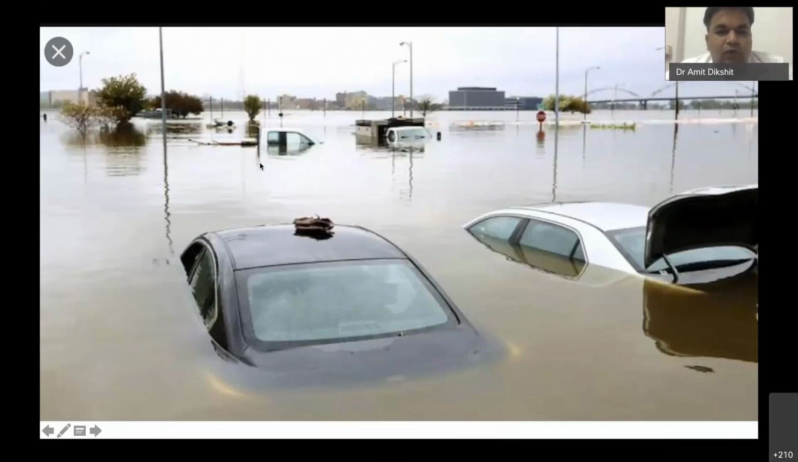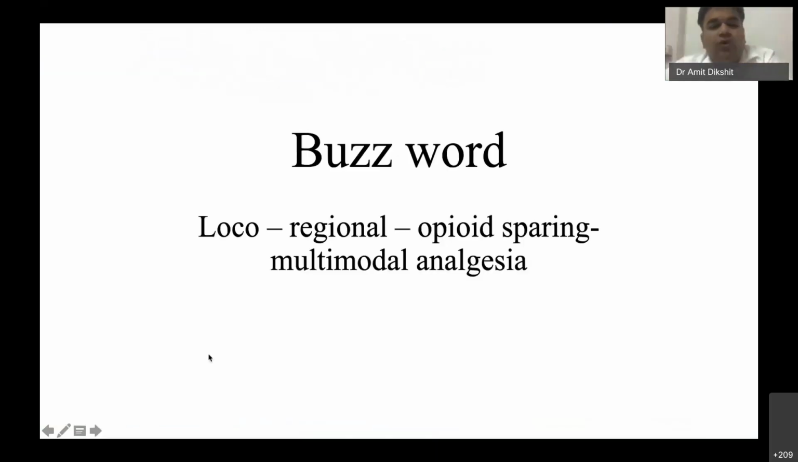So when we put a lot of volume in any plexus block or around the nerve, it can lead to pressure necrosis. It can cause an insensate limb, and the patient is morbid with a paralyzed limb for many days, or sometimes the block extends up to 36 to 48 hours with a paralyzed limb. That is not desirable. So the buzzword is loco-regional opioid sparing multimodal analgesia. We always need local infiltration whenever necessary, regional technique, opioid sparing.